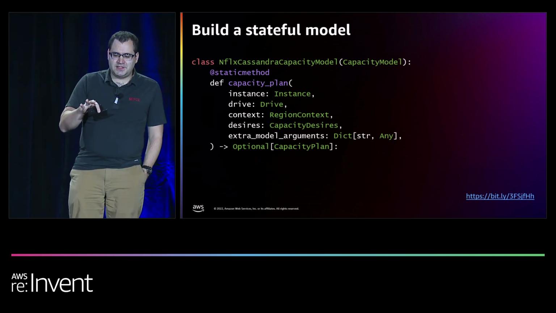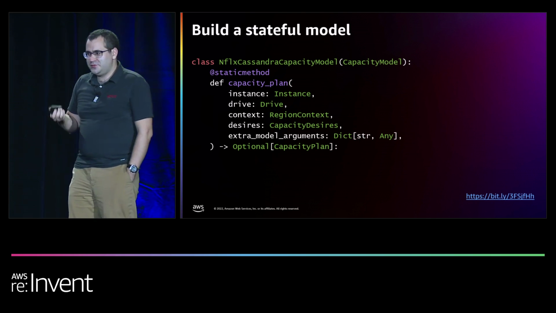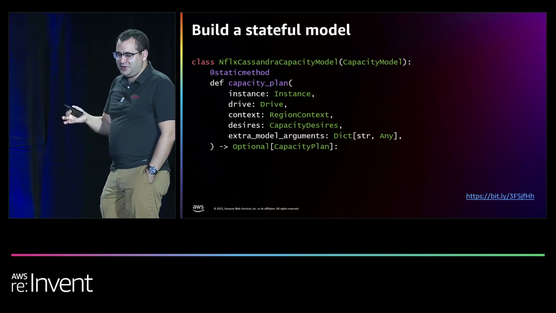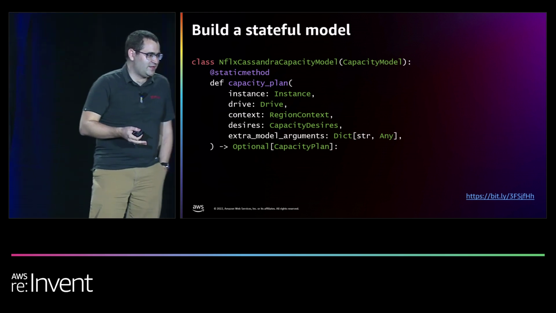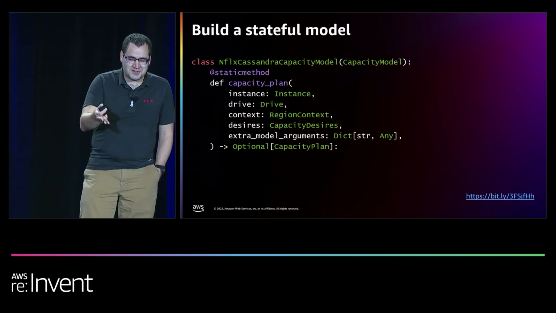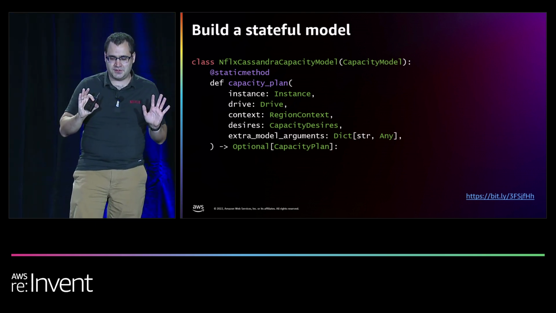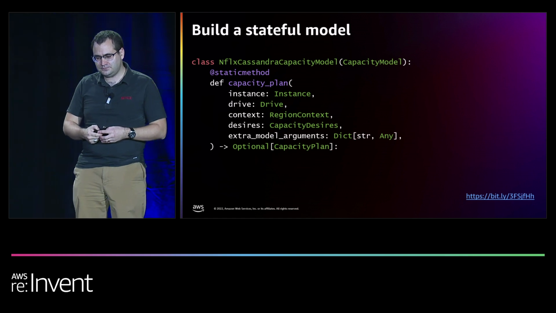And the job of this function is to return an optional capacity plan. And you might ask, well, why is it optional? The reason is that if you ask me to run 1 million requests per second through T2 micros, there is no cluster that will work. So these models are allowed to return, nope, I cannot satisfy the user desire with that instance type.